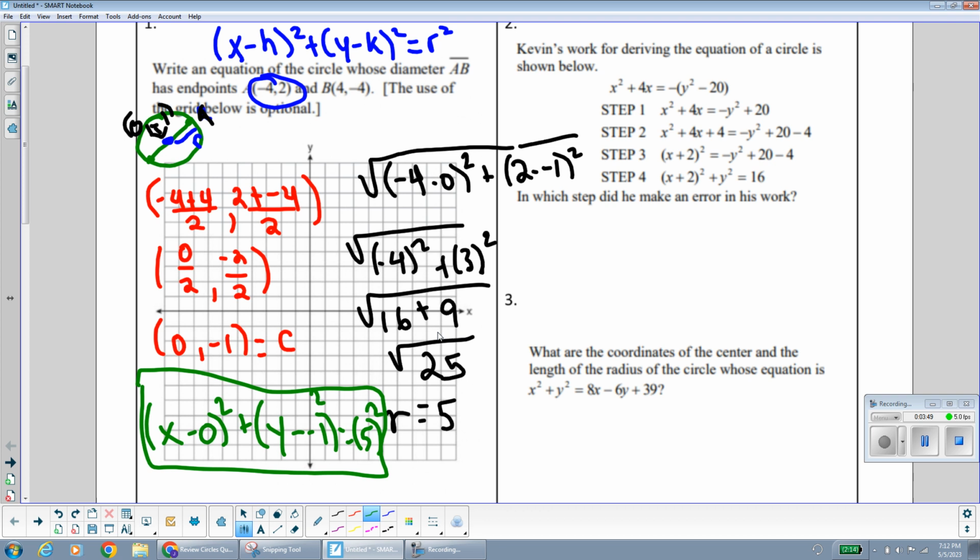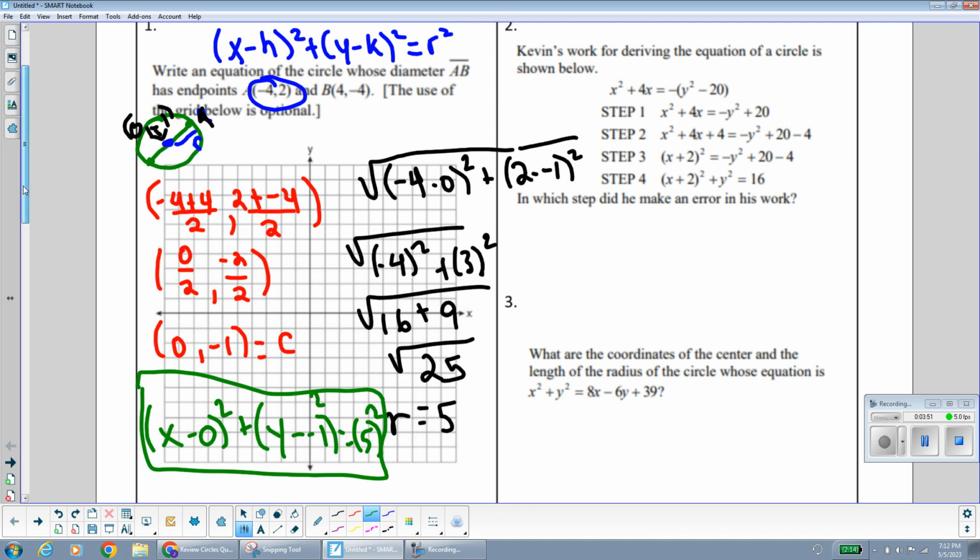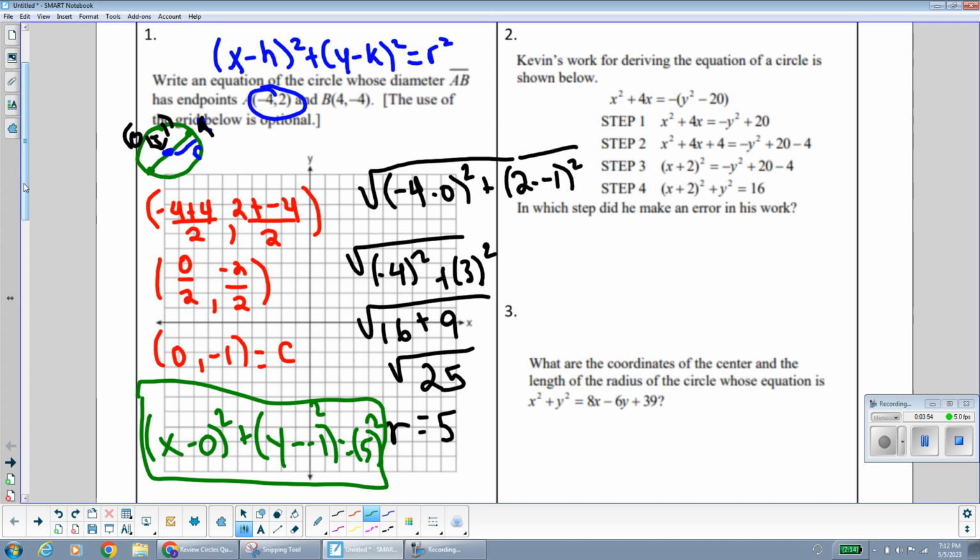Taking a look at number 2, we need to figure out which step the error was made in. So in step 1, the only difference from the original equation to step number 1 is that the negative was distributed, and that was done correctly. So the error is not in step number 1. Now let's take a look at what happened in step number 2. It looks like Kevin started completing the square and found the C value that completes the square for the x terms, and also added it up, put it on the other side as well.